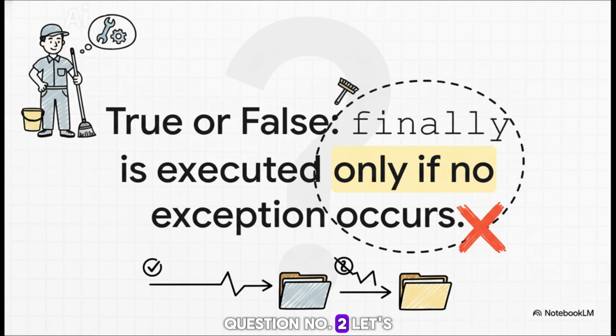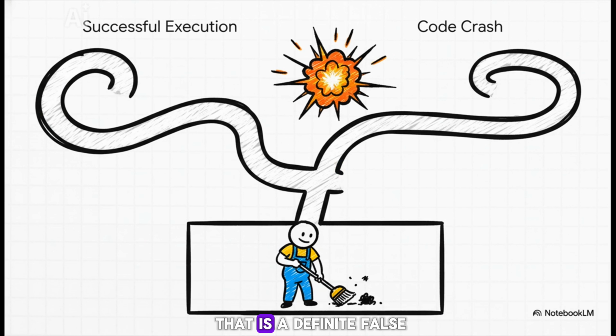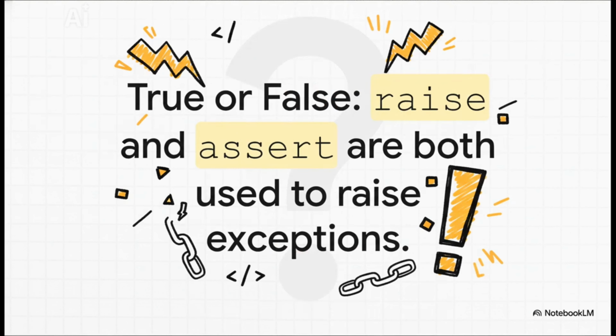Question number 2. Let's think about our cleanup crew. Does that finally block only run if everything goes perfectly smoothly in the try block? That is a definite false. The entire point of the finally block is that it's reliable. It always executes, no matter what. That's what makes it the perfect spot for code that absolutely has to run, like closing a file or network connection. Okay, final question for the lightning round.